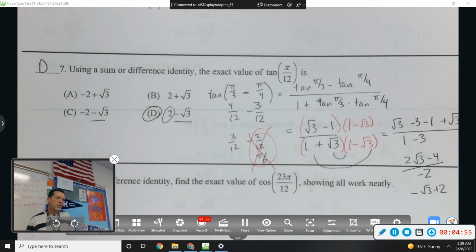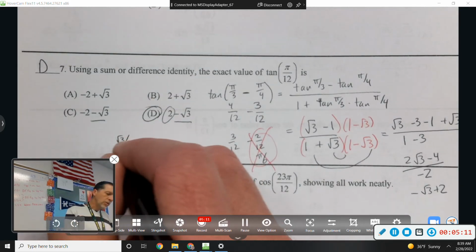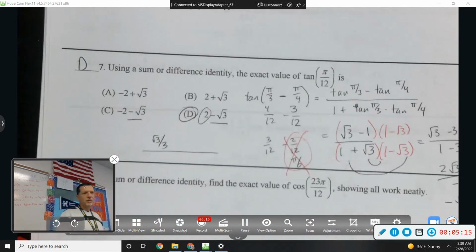Is it always going to be divided by 2? If you avoid the pi over 6, then the tangent problems will always be divided by 2. Again, if you get pi over 6 in there, then somewhere in your problem you're going to have root 3 over 3 as part of your answer.